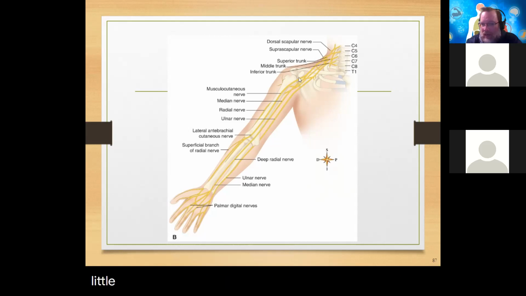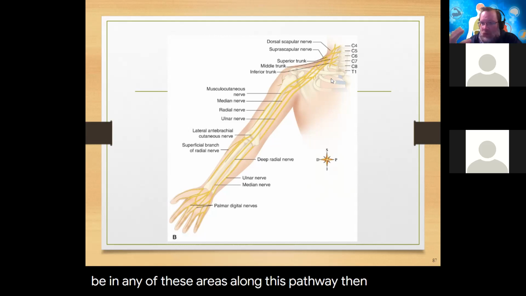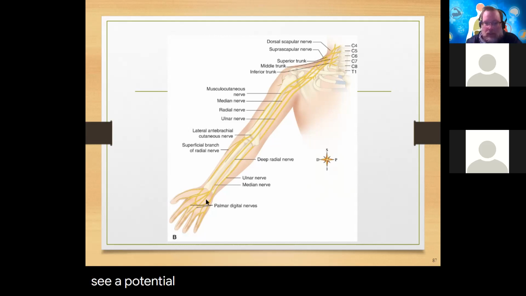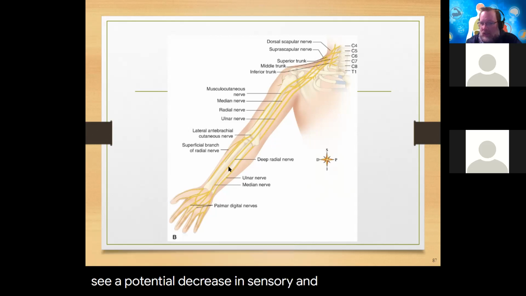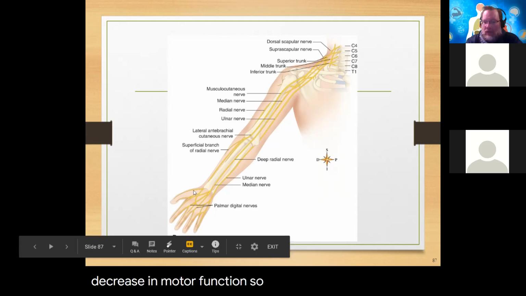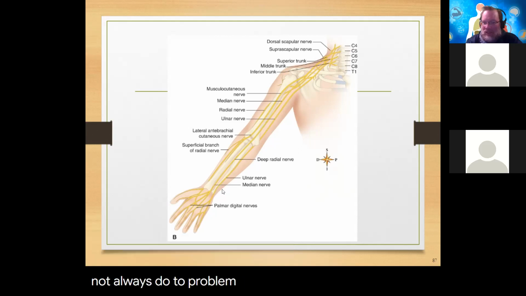If we put a little block or impingement, scar tissue, whatever it might be, in any of these areas along this pathway, then we would see a potential decrease in sensory, or at least compromised sensory, and certainly then a decrease in motor function. So a problem here, my point is, is not always due to a problem in the soft tissue here. A problem here sometimes is due to a soft tissue problem here, sometimes due to a soft tissue problem up here, sometimes due to a soft tissue problem all the way up in the neck.